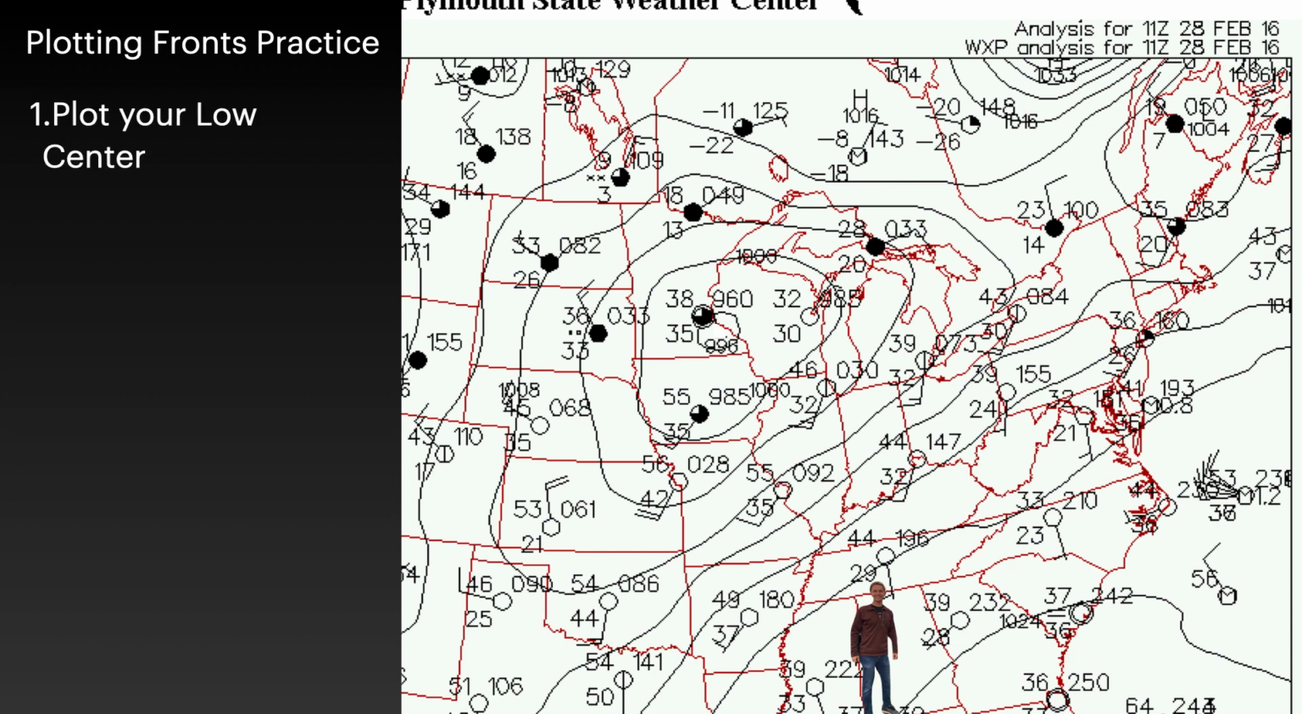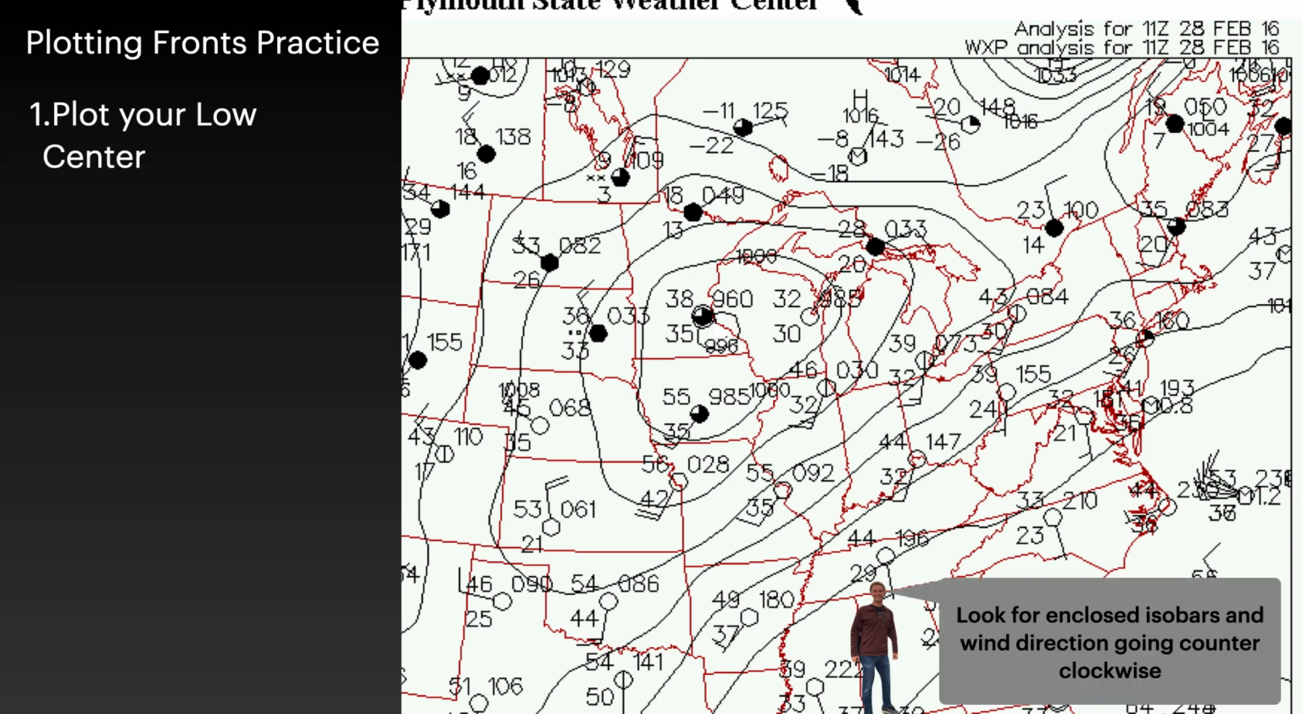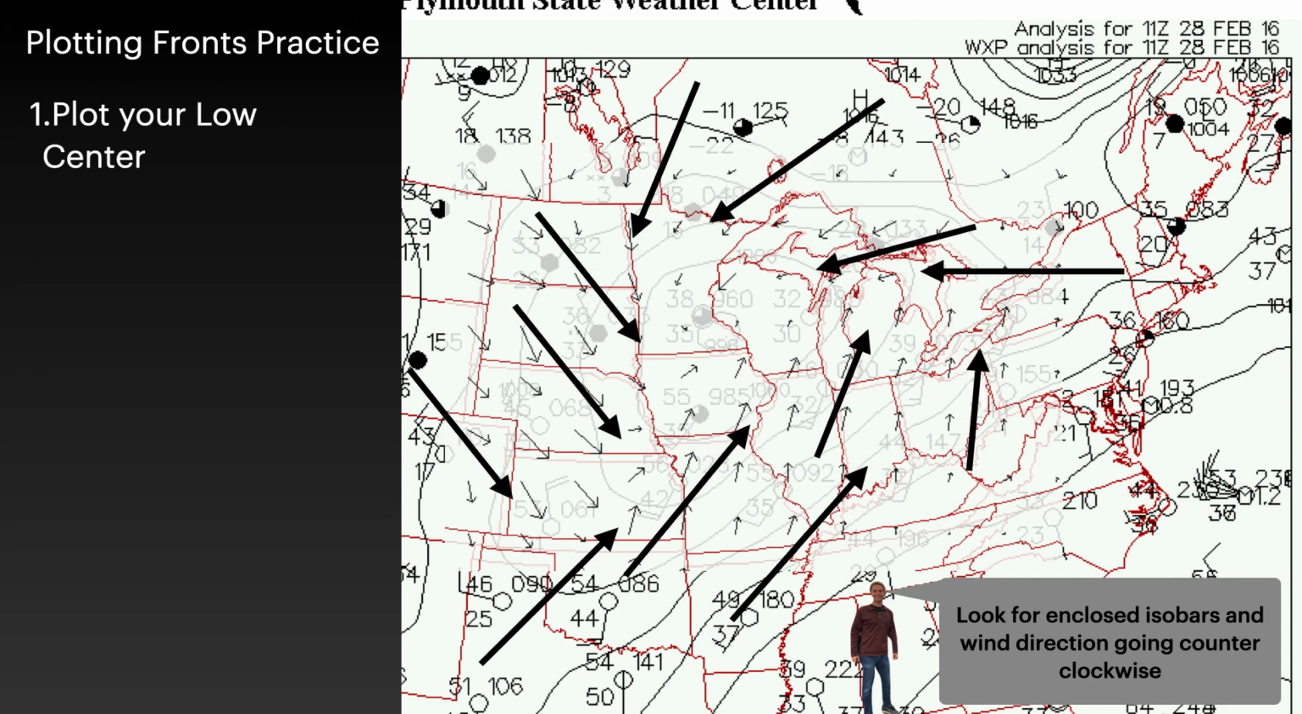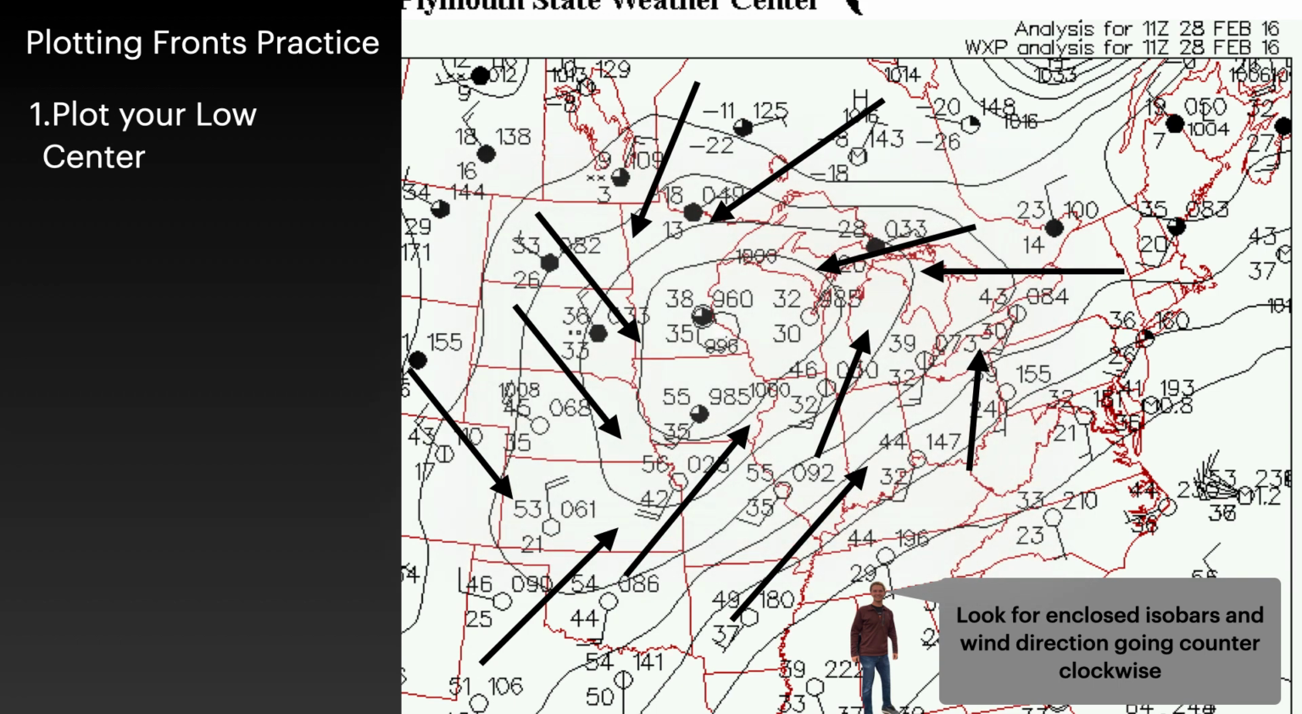The first step will always be to plot your low pressure center. Now remember, when you're doing this, look for enclosed isobars or areas where that black line becomes a ring or a circle. You're also looking for counterclockwise flow of the wind. So what I've done here is I've overlaid the wind arrows to help show that. When you accentuate it, you can see that that wind is certainly going counterclockwise with a center right here. So now I have my low pressure center plotted. Remember, this is going to be the starting spot for drawing my warm and cold fronts.